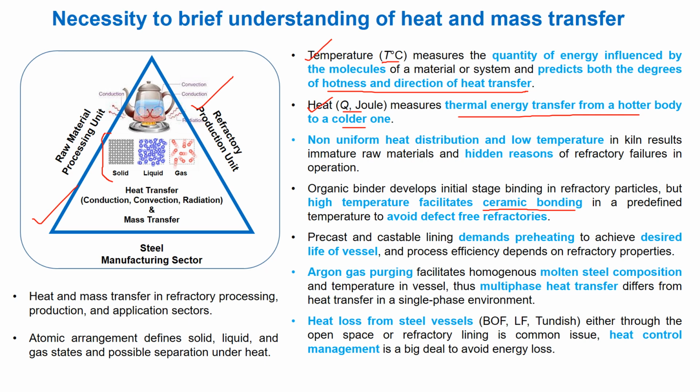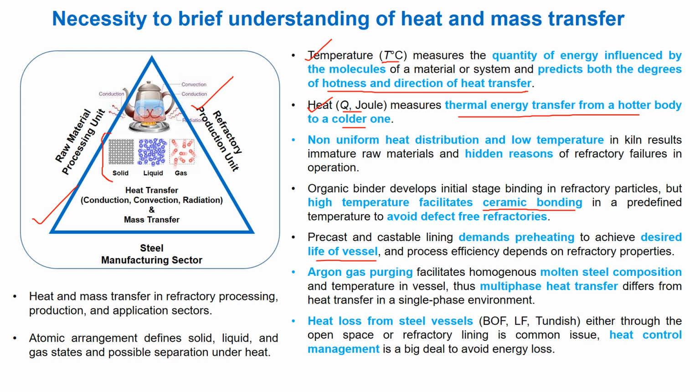Precast and castable lining demands preheating to achieve desired life of vessel, and process efficiency depends on refractory properties. Argon gas purging facilitates homogeneous molten steel composition and temperature in vessel. Thus, multiphase heat transfer differs from heat transfer in a single phase environment. Heat loss from steel vessels either through the open space or refractory lining is a common issue. Heat control mechanism is a big deal to avoid energy loss.